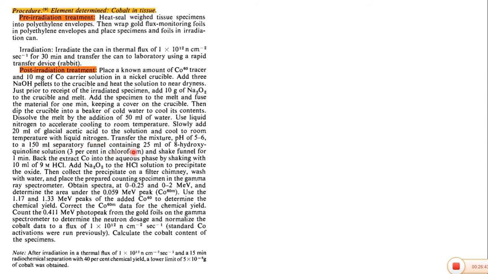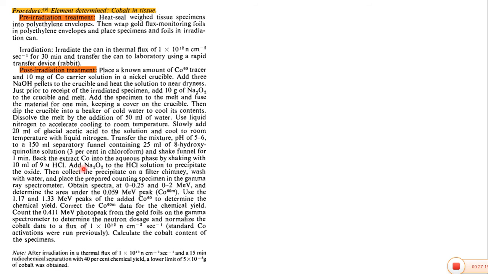Transfer the mixture, pH of 5 to 6, to a 150 ml separatory funnel containing 25 ml of 8-hydroxyquinoline solution, 3% in chloroform, and shake the funnel for 1 minute. Back-extract the cobalt into the aqueous phase by shaking with 10 ml of 9 molar HCl. So this is a stepwise addition of different materials in order to reach your goal.